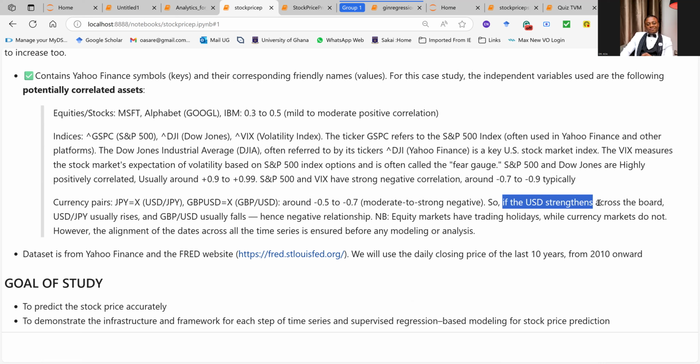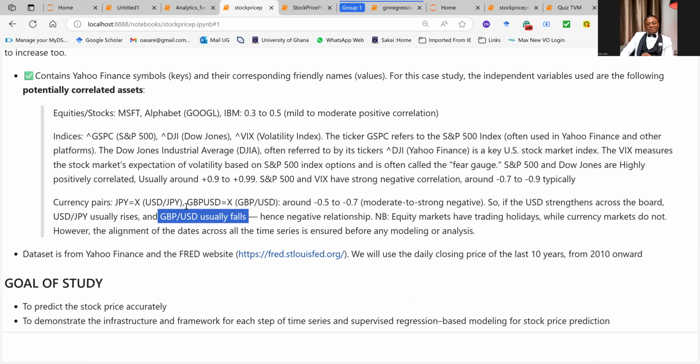So if the US dollar is strengthening across the board, then the Japanese currency will rise, and the British pound against the dollar will fall. That shows there's a negative relationship between the dollar-yen rate versus the pound-dollar rate. And that is a typical example of this.